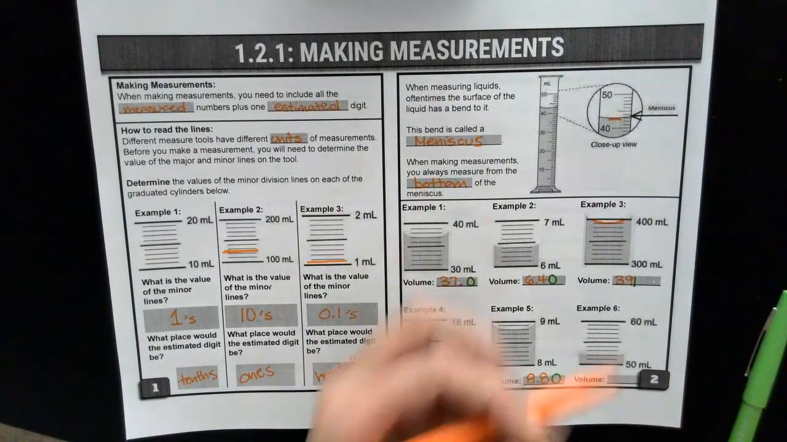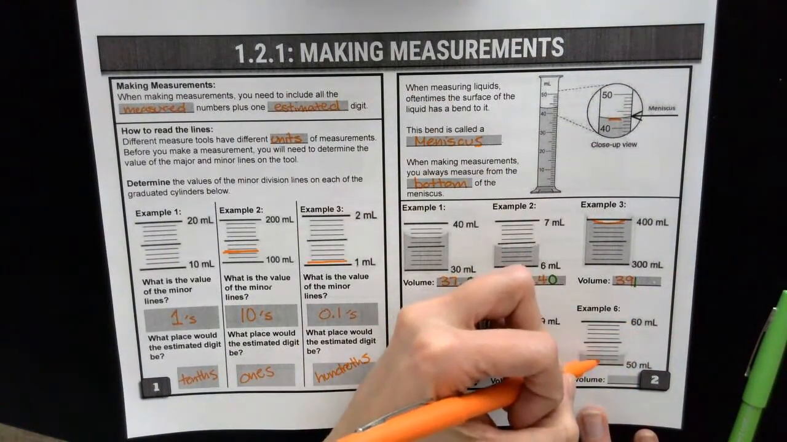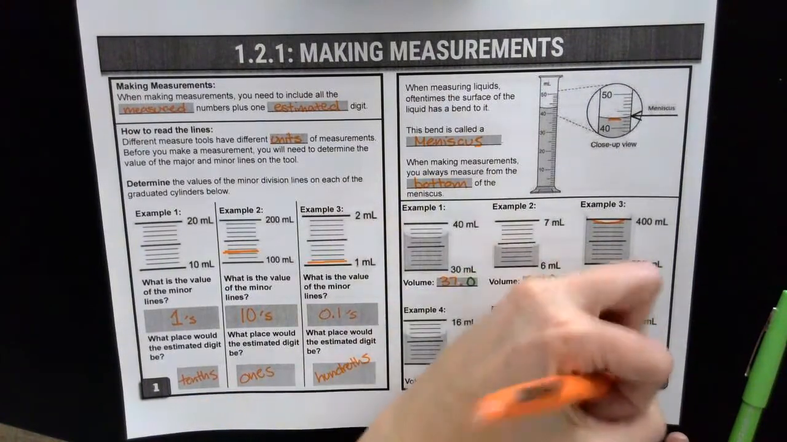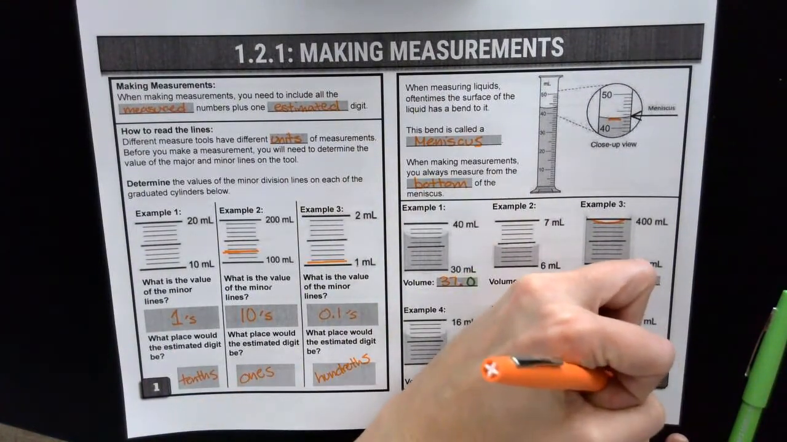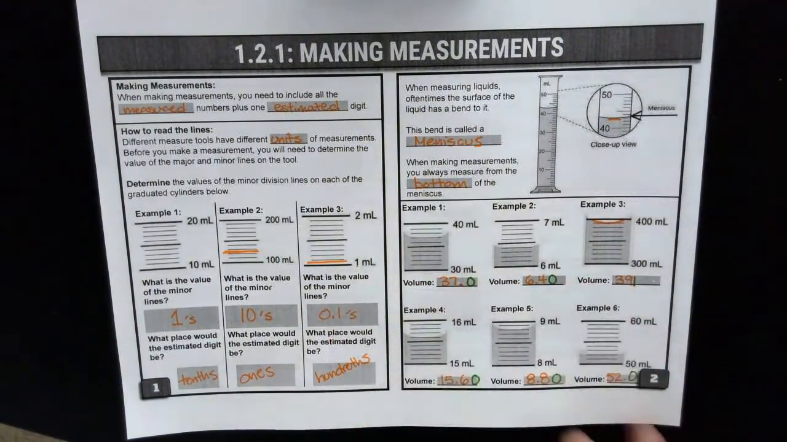Now I'm going to do the last one. There's 50, there's 60, so these are going by ones. So this is 51, that's 52. So 52 is measured, and then I'm going to say it's right there on the line, so it's 52.0. Okay.